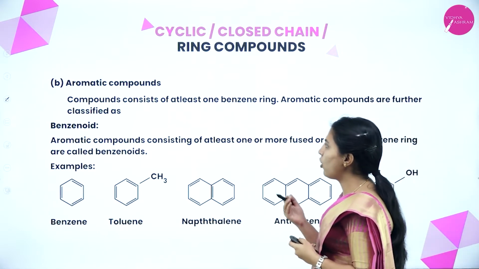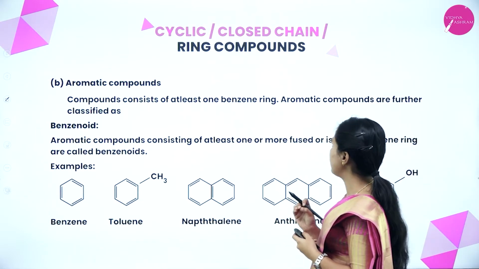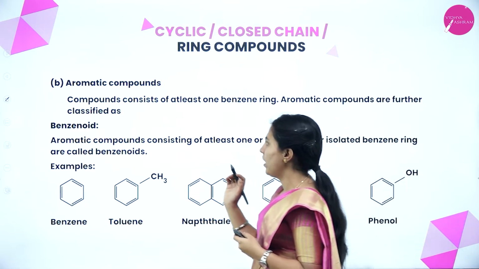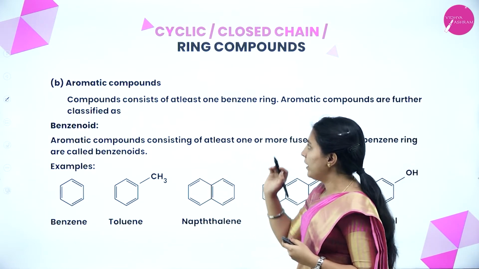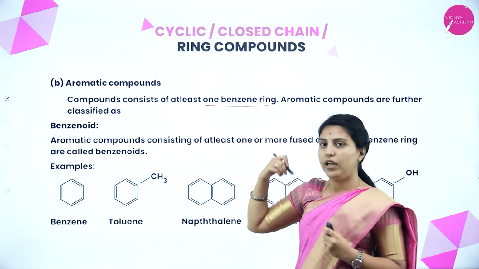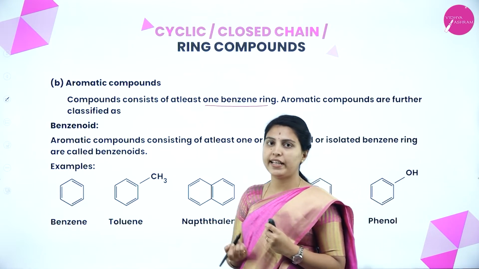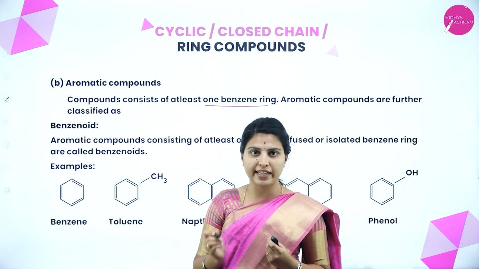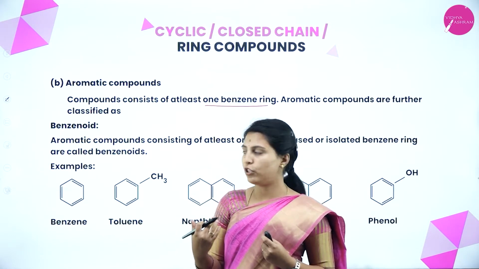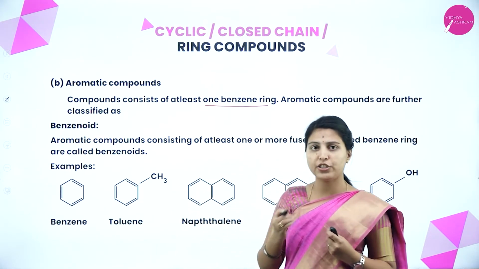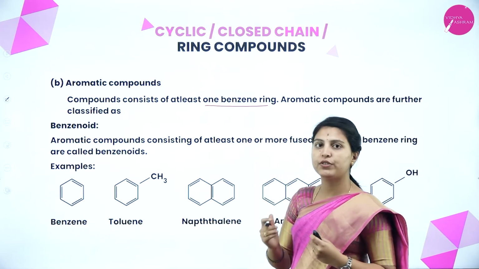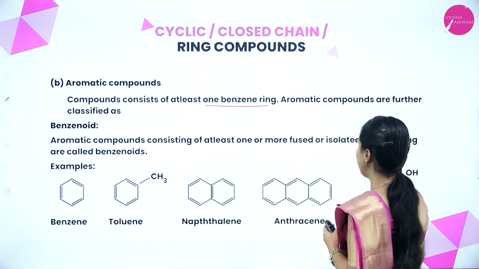In aromatic, compounds consist of at least one benzene ring. Aromatic compounds are further classified as benzenoid and non-benzenoid. Aromatic means it should contain one benzene ring. You should not get confused between alicyclic and aromatic. Alicyclic is cyclic in nature and may start from 3 carbons, but aromatic compulsorily contains one benzene ring. So you should not confuse aromatic and alicyclic.